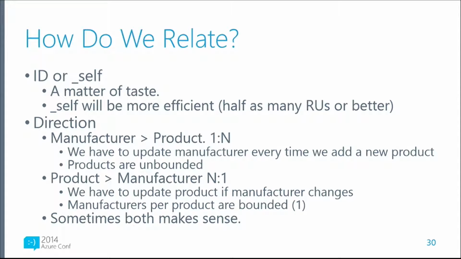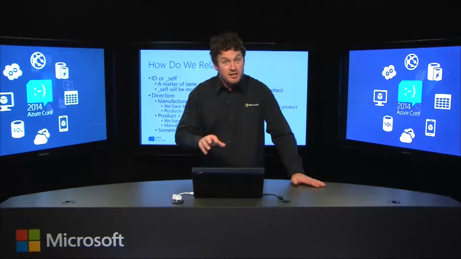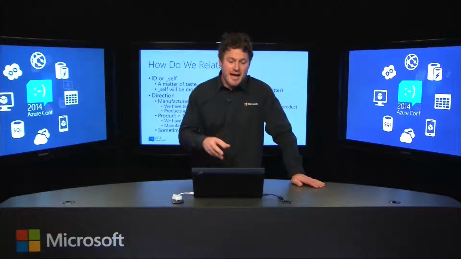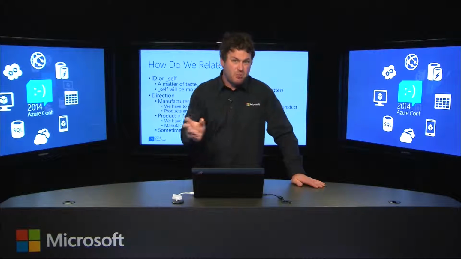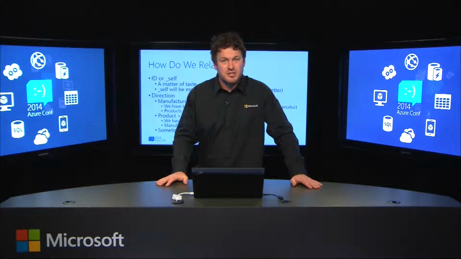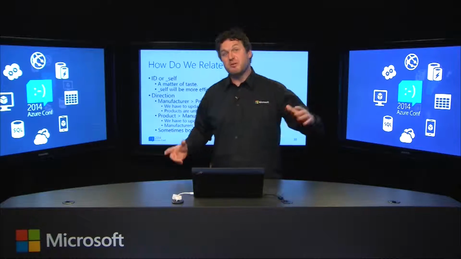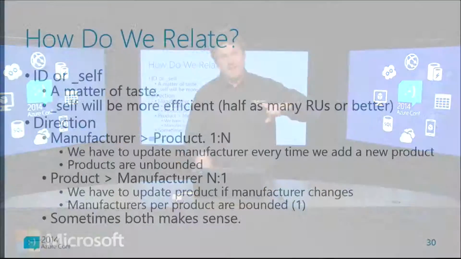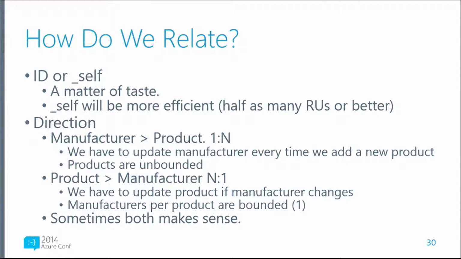So the next thing we need to talk about is the direction of that relationship, where we put the relationship identifiers. If we put them in manufacturer, we're going to need to go and update manufacturer every time we add a new product. And product is basically unbounded, right? So it means that our manufacturer document risks getting very large, and given we have to rev the whole document every time we add a new product, it's probably going to cause problems.